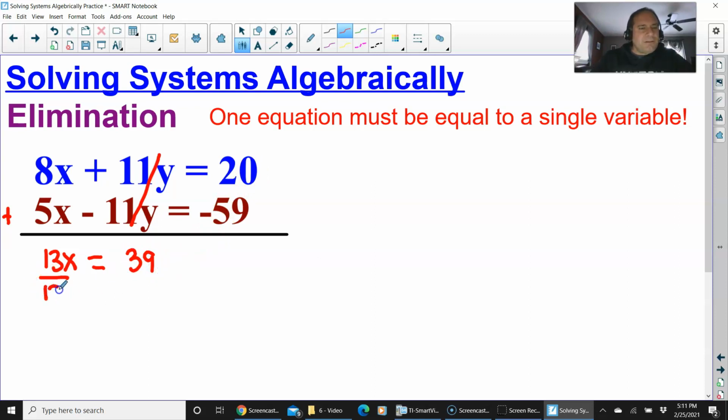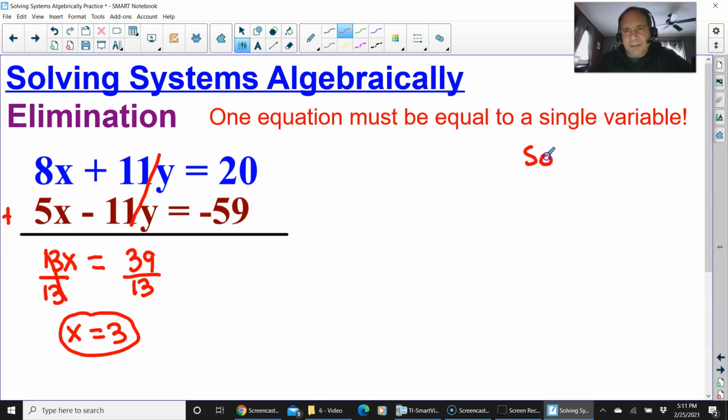Then you divide by 13 and look at this. X equals 3. X is done already. You're finished. So let me go over here, solution. We only have 1/2 of it. We have 3, comma, we don't know what the y is.